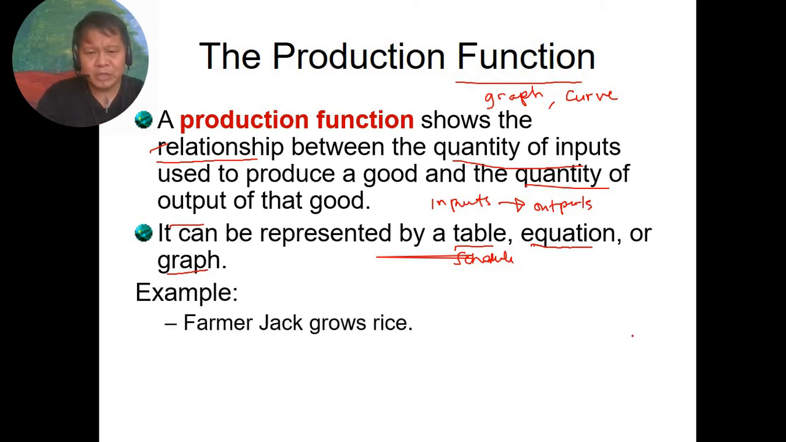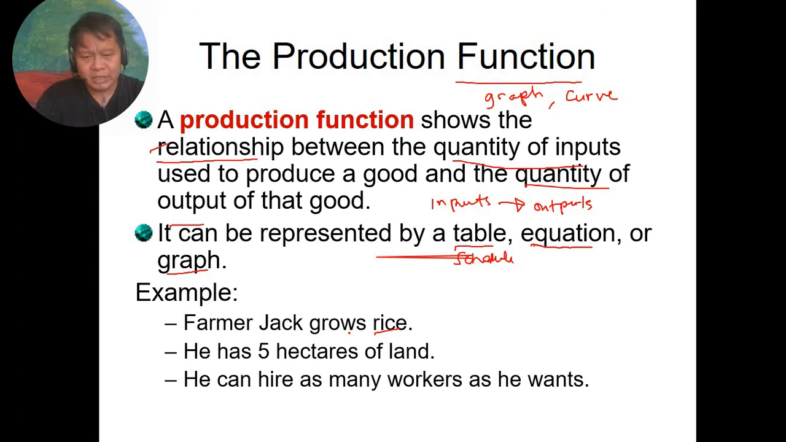So we have an example in here in production function. We have a farmer Jack who grows rice. So ang commodity niya nga i-produce is rice. Yeah, he has 5 hectares of land. 5 hectares of land is considered as the fixed cost, at least in the short run. In a short period of time, this is the fixed cost, ang 5 hectares of land. And Jack can hire as many workers.